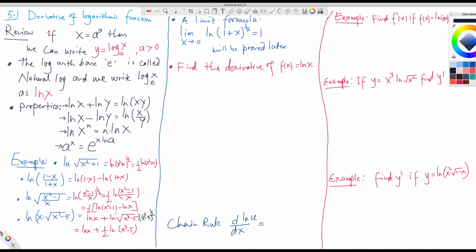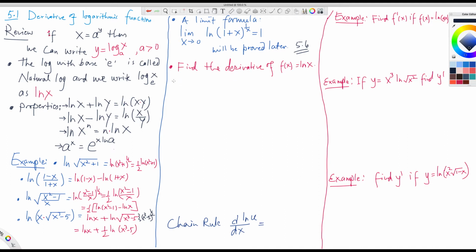Okay, guys? Okay. So one limit formula we will be using in this section is the limit as x tends to 0 of natural log of (1 plus x) to the 1 over x equals 1. And how did I get that formula? We will prove this formula in section 5.6. But for now, we will use this to find the derivative of f(x) equals natural log of x. So let us find the derivative of natural log of x. This is our main goal of this section, right?